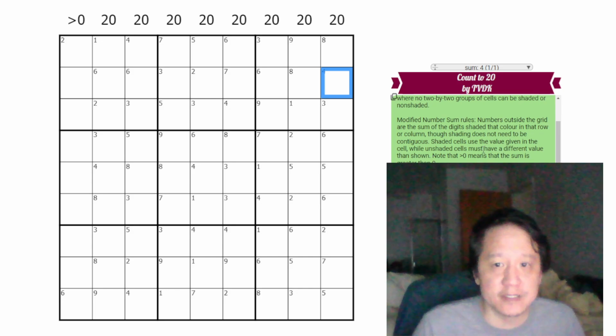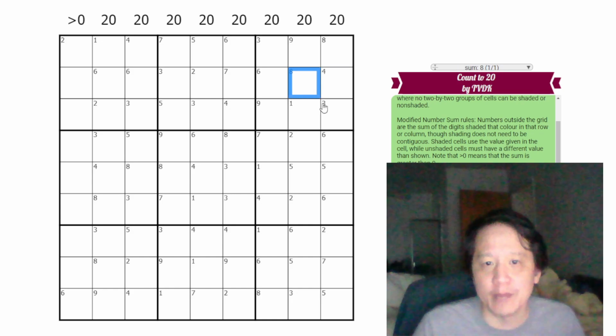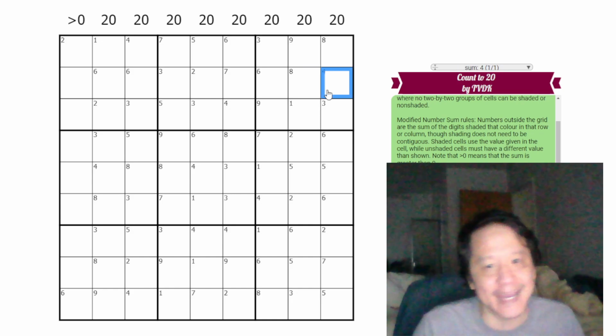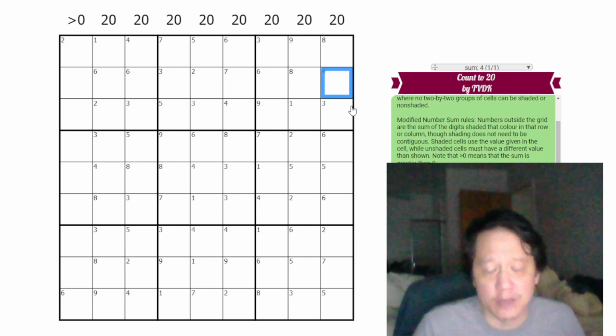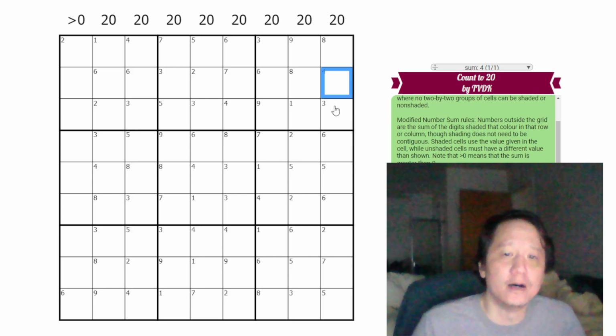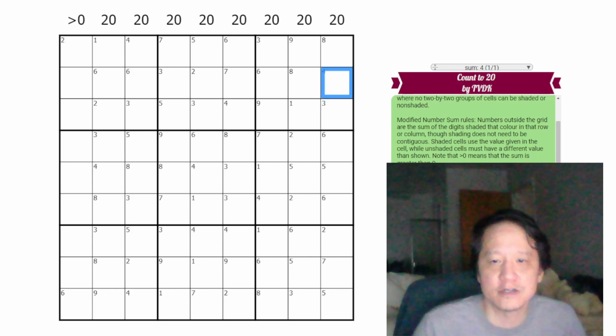While unshaded cells must have a different value than shown. So that means if this is not shaded, it cannot be a 4, right? It would have to be a non-4. And those are the rules. I hope you can play along in the link in the description. And let's get started.